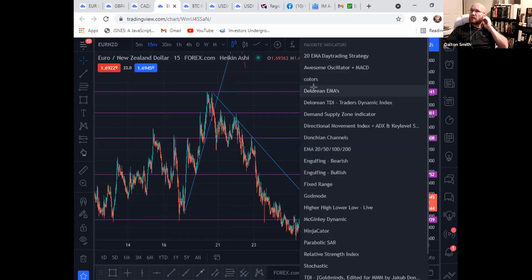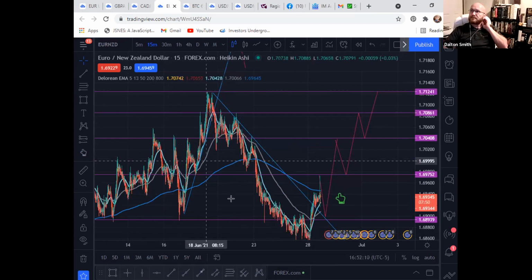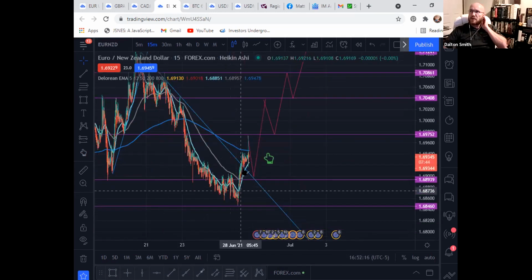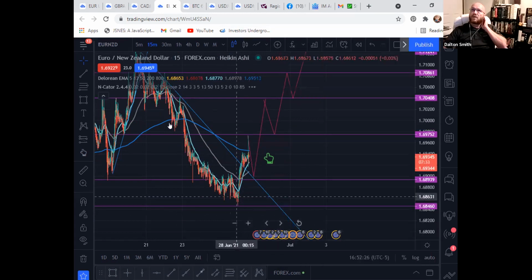Start adding your indicators to it, like right here, my main man here, the DeLorean EMAs. And the DeLorean EMAs tell me exactly what's going on here. They tell me whether my trade is strong or not strong. DeLoreans are a really good indicator.